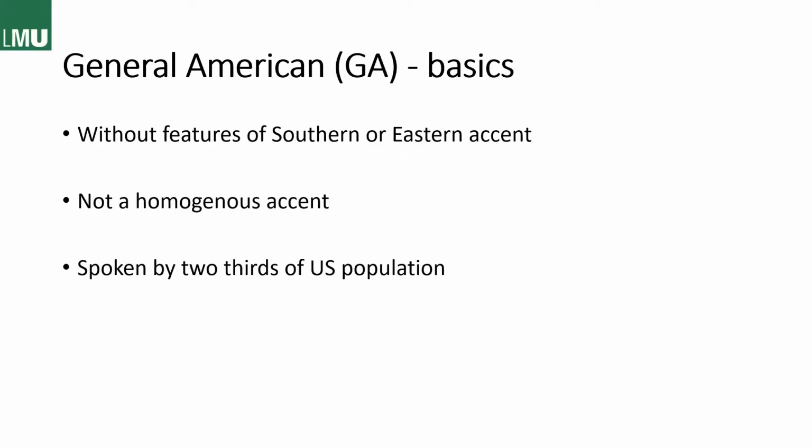Okay, General American. I've talked about it so much already, and I'm much more at home here, so this should be better. GA refers to a variety that doesn't have features of the Southern or Eastern accent in the US, because both of these are pretty strong, and you don't find them in GA. And it's not a homogeneous accent, it's just a group of all varieties that don't have said features. And in contrast to RP, which is spoken by basically nobody, GA is spoken by 2/3 of the US population.